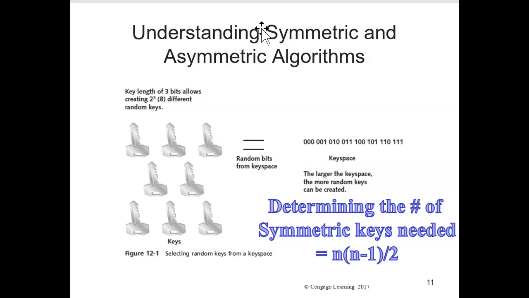Now, there's a formula in symmetric cryptography. There's a formula to determine how many keys you need to make, and that formula is n times (n minus 1) divided by 2. You'll often see that formula when discussing communications channels also.